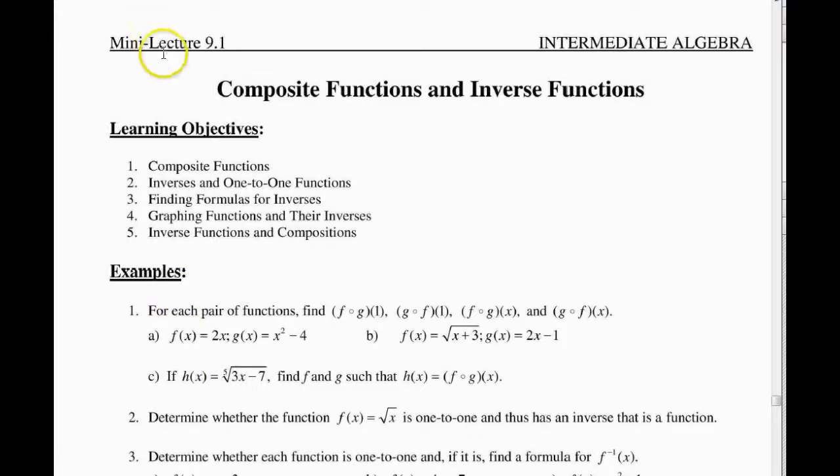We're going on to topic 9, mini lecture of section 1, composite functions and inverse functions. Now, in this mini lesson, we're going to go over these objectives, but this may be an area you would need more review on.